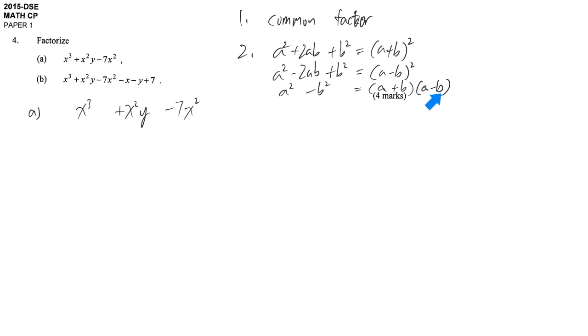This is called factorization. The last one: if we can't solve it by this, we still can't find this format, then we have to use the last resort, which is the cross method.